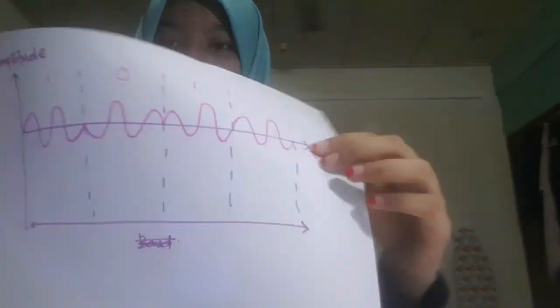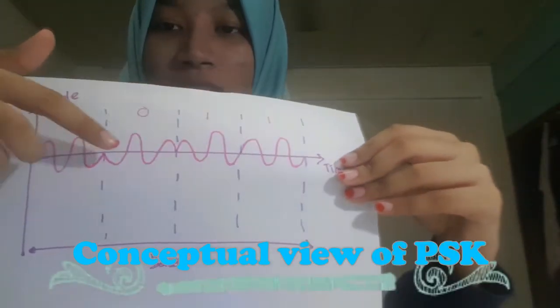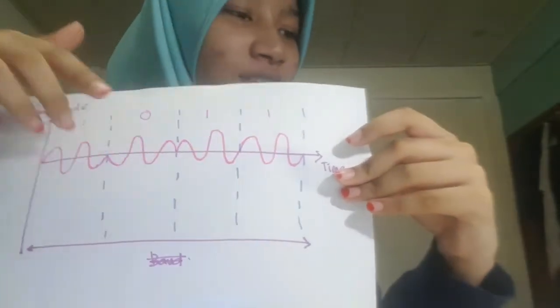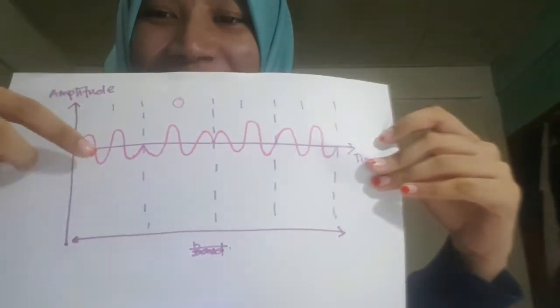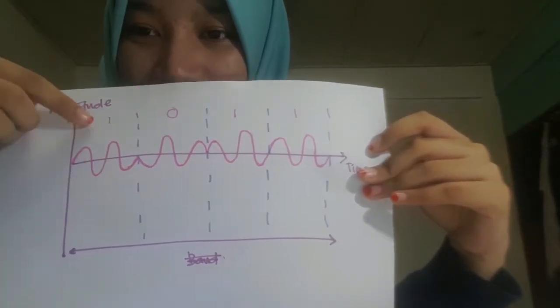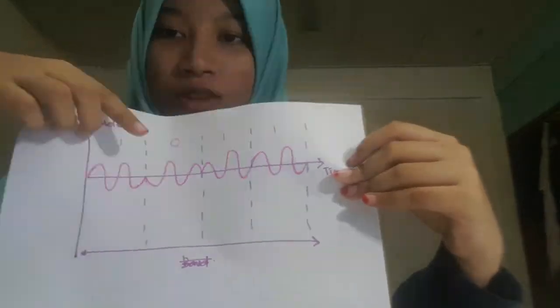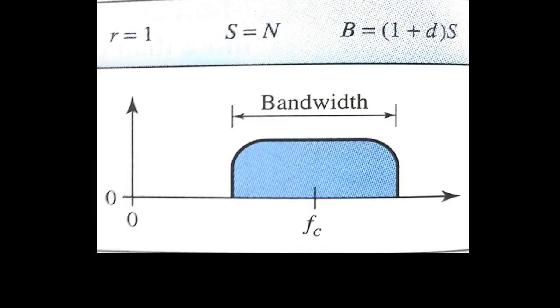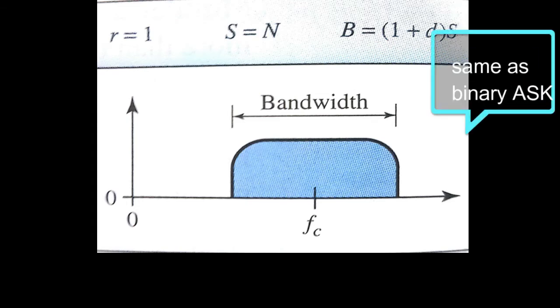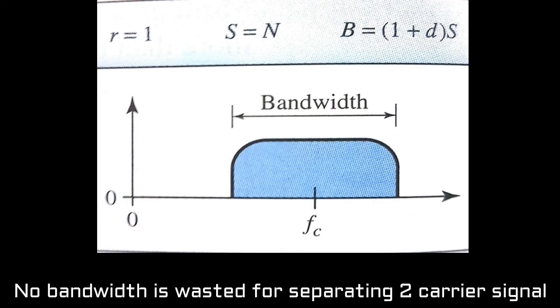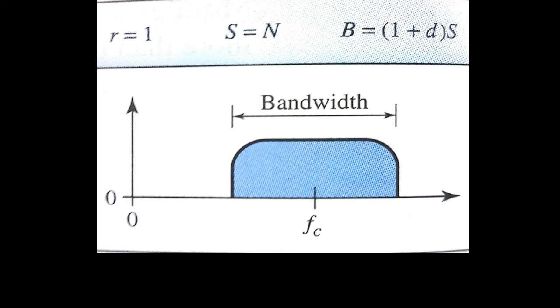Okay, I'll show you the graph for PSK. As you can see, the peak is constant. Sorry for the bad drawing. It's constant, the peak is the same, whether the bit is 1 or 0. This is the bandwidth for BPSK. The bandwidth is the same as that for binary ASK but less than that for BFSK. No bandwidth is wasted for separating two carrier signals.